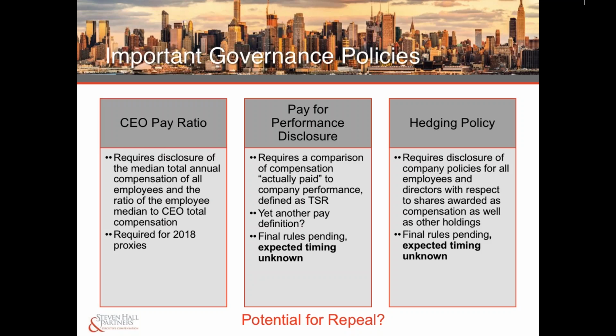These ratios are out there and have been calculated in general by various organizations. However, we have not seen specific company disclosures. It is required for the 2018 proxy, absent some sort of legislative repeal. The other two regulations here, pay for performance disclosure and hedging policy, have been sitting here in limbo since 2015, similar to the clawback issue. We have a law that has passed the House. It's called the Financial Choice Act, which was approved in June.